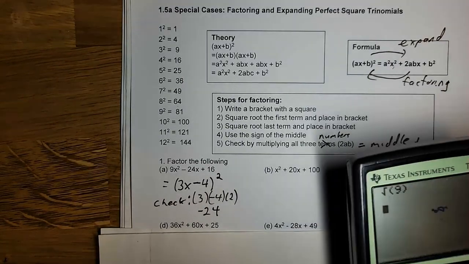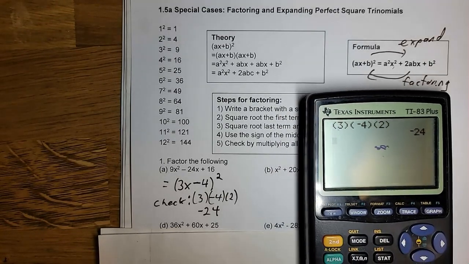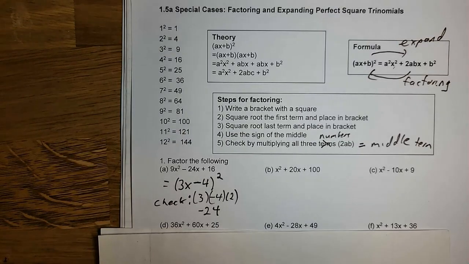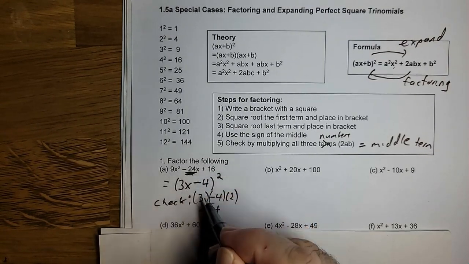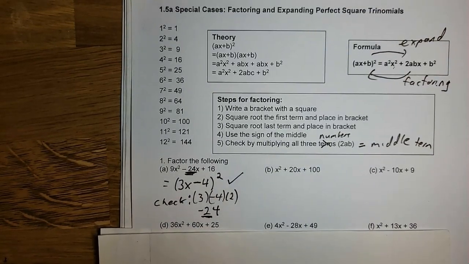Okay, if you don't believe me, go to our calculator. Okay, 3. Well, I got to put a 3. Let's clear it. Let's try that again. 3, -4, and 2. -24. So you can use your calculator, or you can use your head. 3 times -4 is -12 times 2 is -24. Now, if this number is the same as that number, if these two numbers are the same, then your answer is correct.